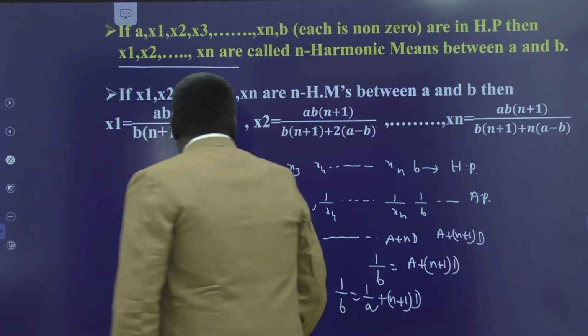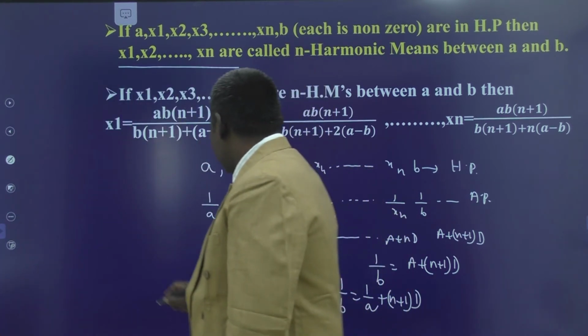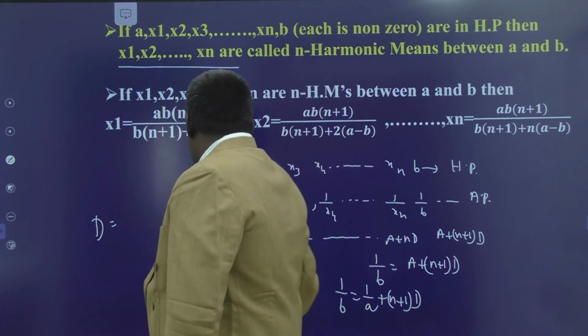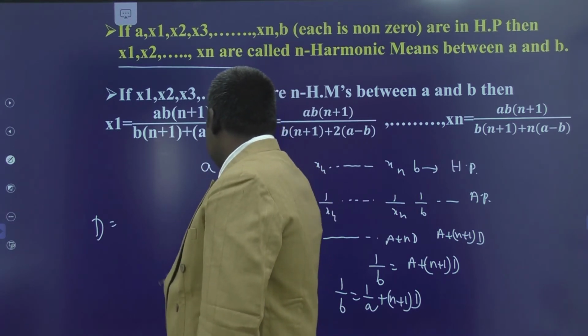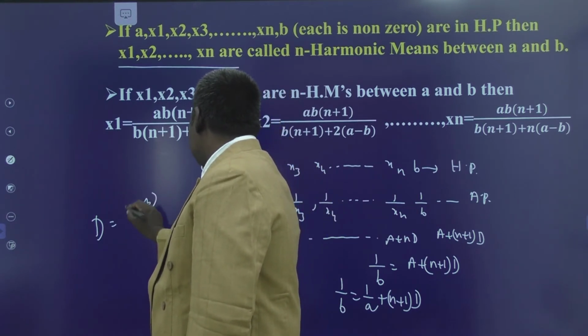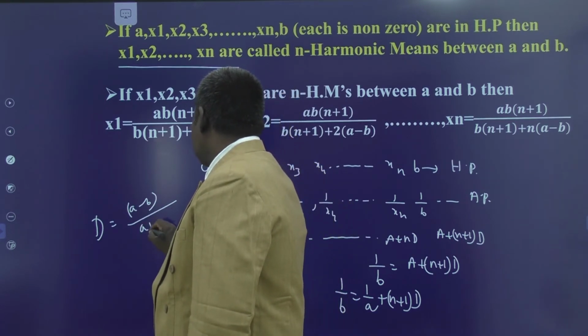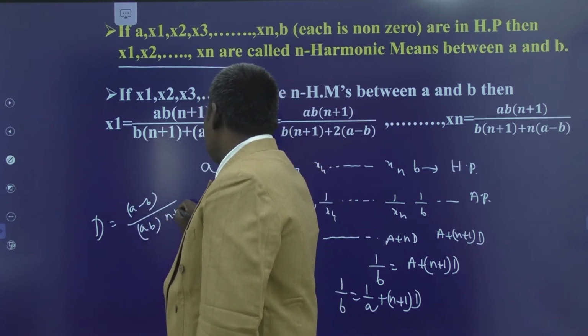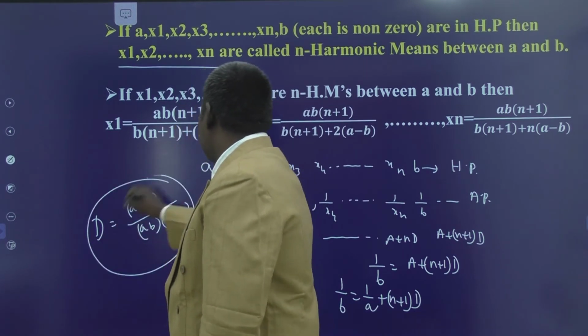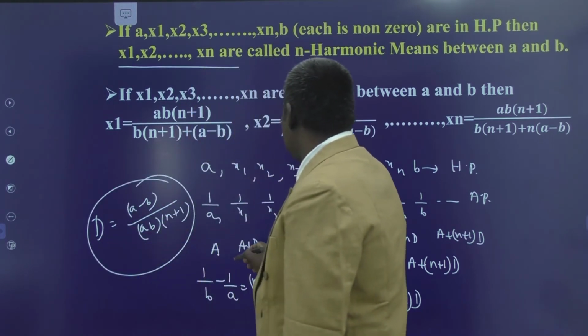So can you calculate the common difference or not? The common difference d is equal to (1/b minus 1/a) divided by (n plus 1). That is nothing but (a minus b) by ab times (n plus 1). This is my common difference. Substitute the common difference here itself.